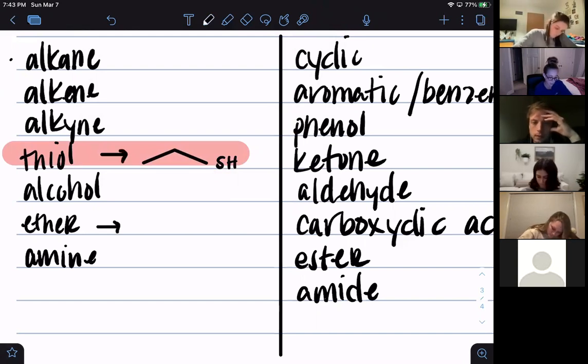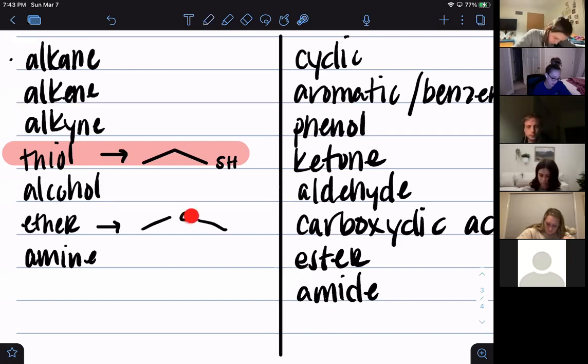Ether is one that you definitely have to know, because this is what's going to happen to most of our molecules when we're talking about hydration reactions. Ether is either this or this, so it's like a scale. He's in the middle. That's how I remember ether.